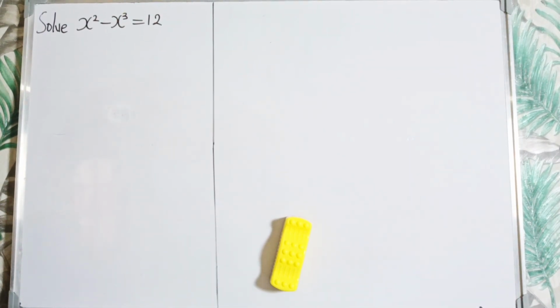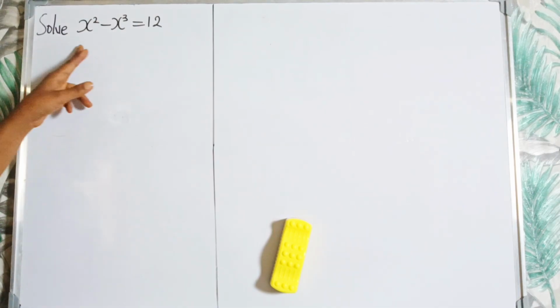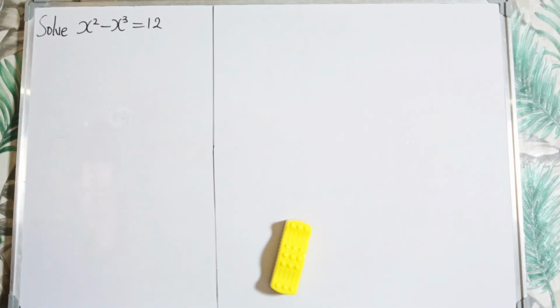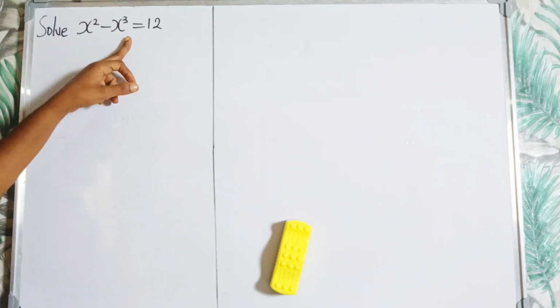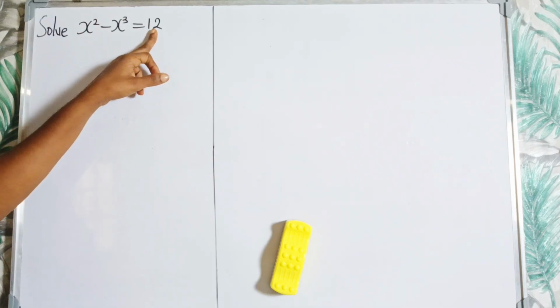Today, I'm going to show you how to solve this cubic equation. Now, the question we have here is: solve x squared minus x cubed equals 12.